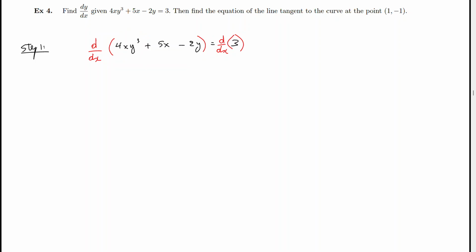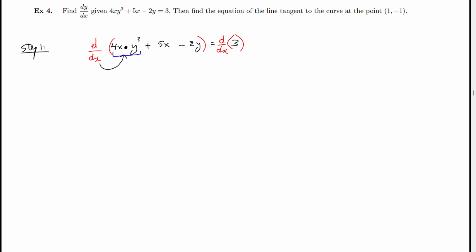So that's step number 1. And now that you've announced to the world that your intention is to differentiate, go ahead and actually find the derivatives. So we begin with the 4xy cubed. Now remember, between the 4, the x, and the y cubed, there's a multiplication sign. So actually, to differentiate this part, you will need a product rule.